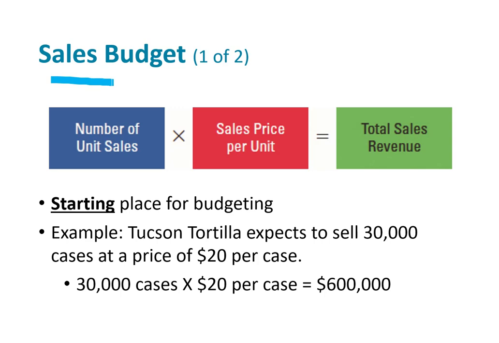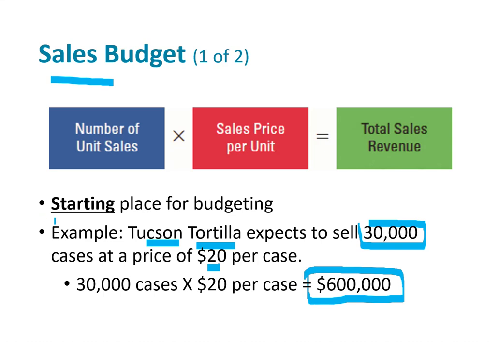All right, so first off, you have a sales budget, and it's very simple. Number of units you anticipate selling times the sales price gives your total sales revenue. So in this case, we're going to be selling cases of Tucson tortillas, and we're anticipating that we're going to sell 30,000 cases. This is probably a monthly budget at $20 a case. So the total amount we're going to sell of Tucson tortilla shell cases is $600,000.